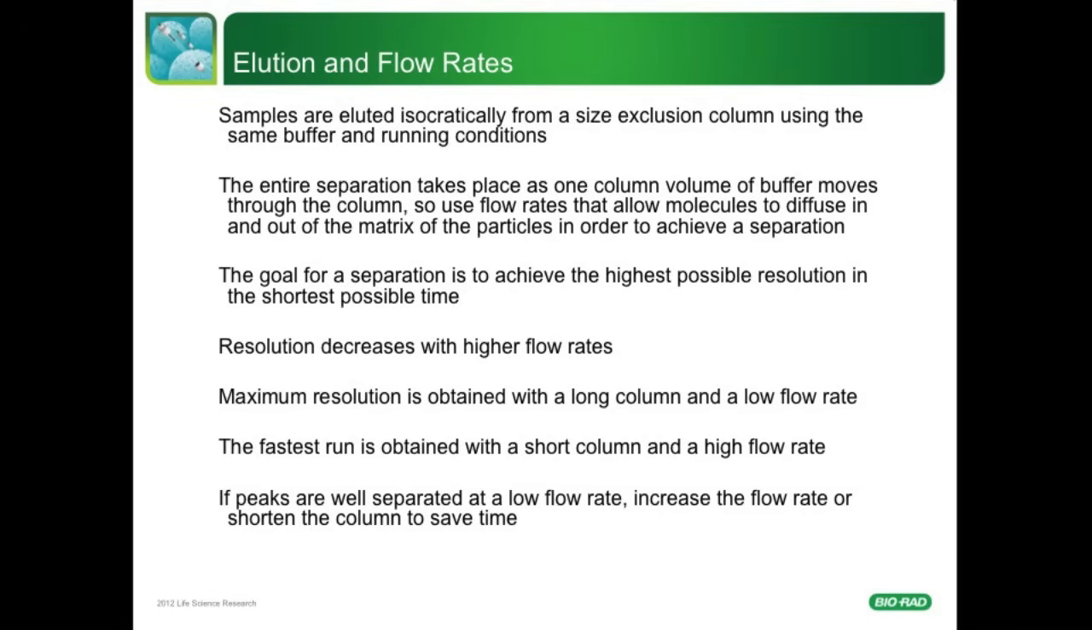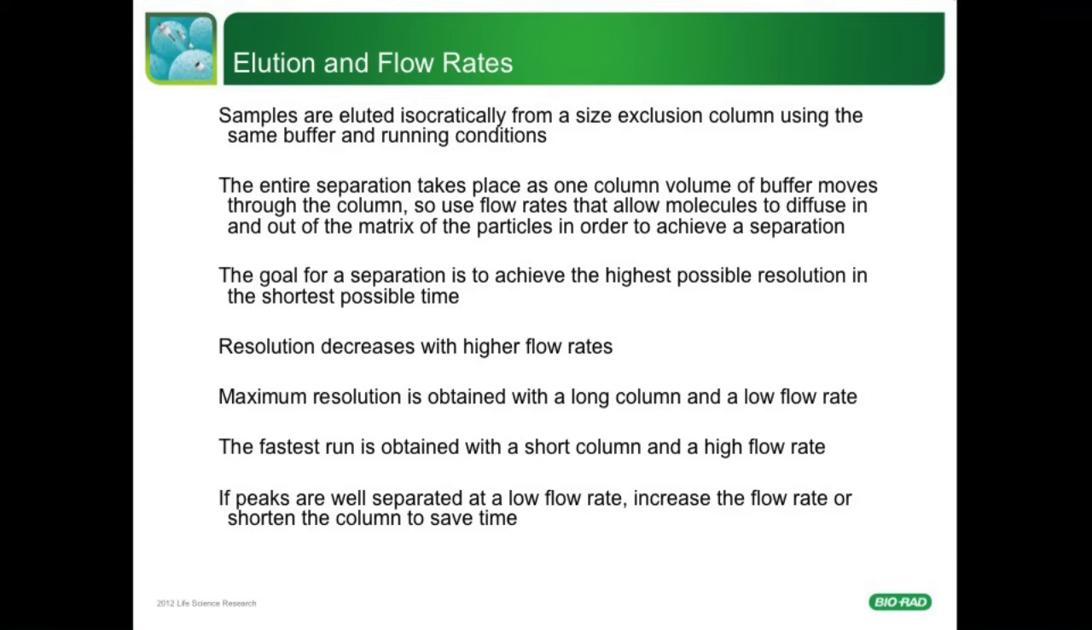Elution and flow rates. Samples are eluted isocratically from a size exclusion column, using the same sample buffer and the same running conditions throughout the entire run, which makes it simple and straightforward. The entire separation takes place in one column volume. As buffer moves through the column, use flow rates that allow molecules to diffuse in and out of the matrix of the particles in order to achieve a separation, which is very important, and which I've reviewed why. The goal for a separation is to achieve the highest possible resolution in the shortest possible time.